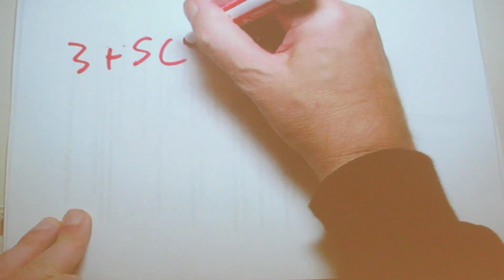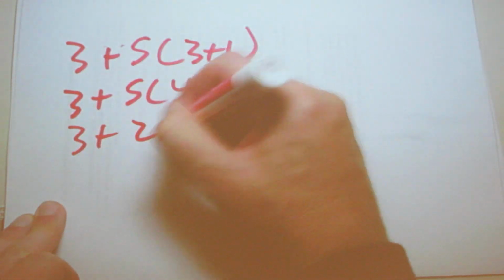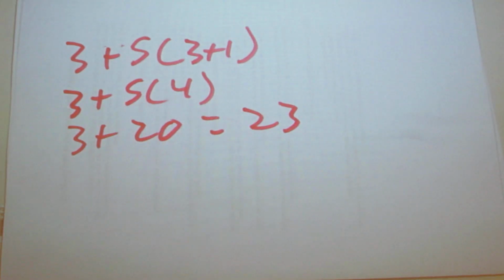Then let's say we have 3 plus 5, and then in parentheses 3 plus 1. When we do this, again, do what's in parentheses first. So the 3 plus 1, we'll have 3 plus 5 times 4. 5 times 4 is 20. Add these together and we get 23.